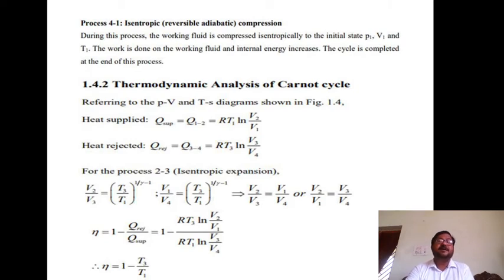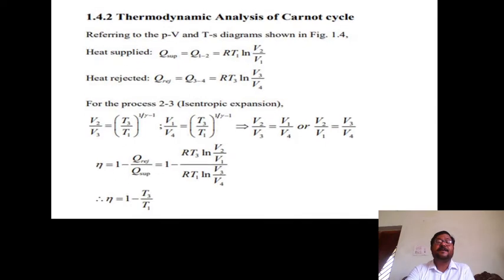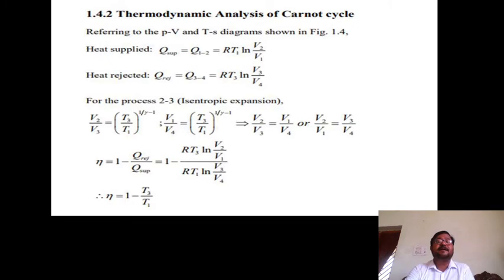Like that, the thermal efficiency is equal to 1 minus heat rejected divided by heat supply, because the work done by heat supply. Work done is Q supply minus Q rejection divided by Q supply. Otherwise, 1 minus Q rejection divided by Q supply. By substituting all the above equations, you will get the efficiency of the Carnot cycle as 1 minus T2 by T1.